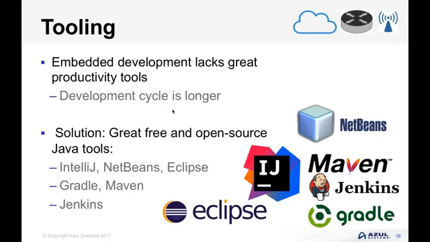And pretty much all of these are available in an open source free version. So you've got 3 different IDEs that you can choose from: IntelliJ, NetBeans, and Eclipse, all of which have an open source free version. Then you've got build environments like Gradle, you've got Maven, you've got continuous integration and deployment through things like Jenkins. Again, all available for free. So there's no cost associated with that. And they're supported by a large number of developers, so things work very well with these kind of tools.